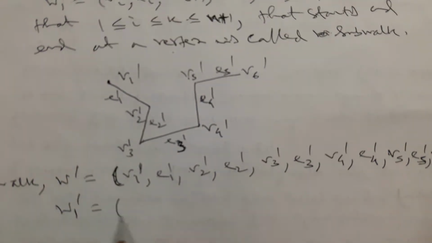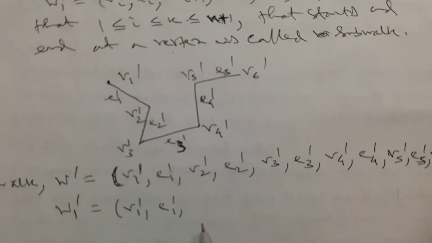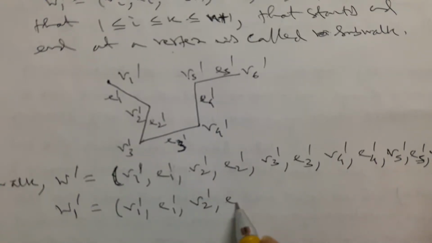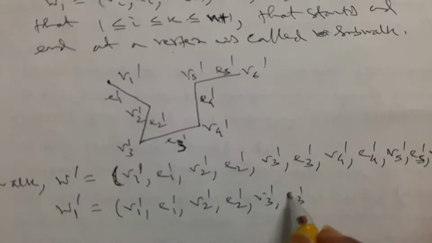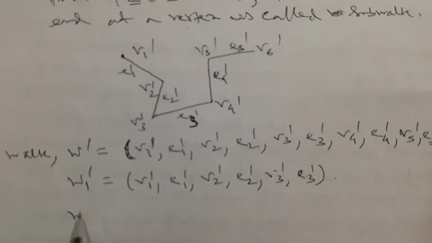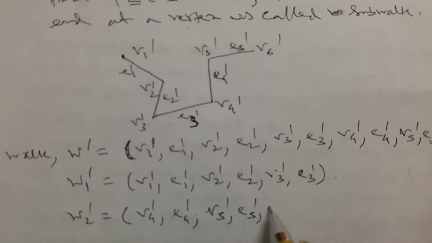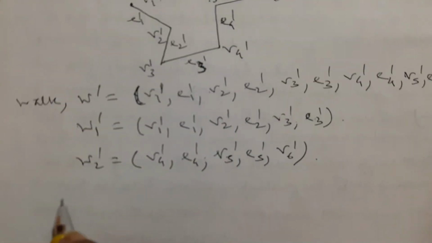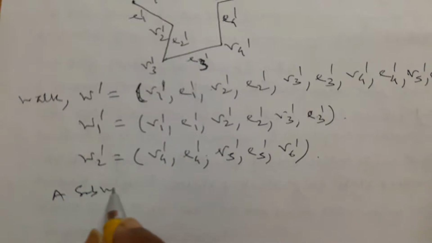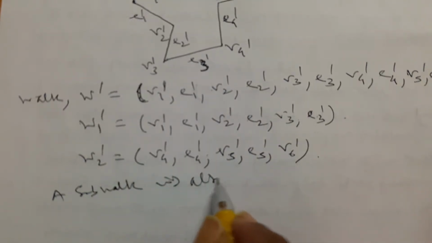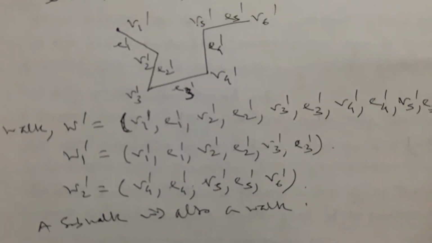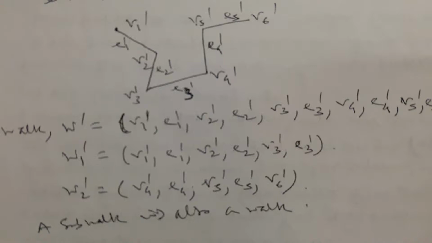And v6'. If we consider another sequence w1', a subwalk: v1', e1', v2', e2', v3', e3'. And here also another subwalk, w2': v4', e4', v5', e5' and v6'. We also say a subwalk is also a walk. This is a property. Now closed walk and open walk.